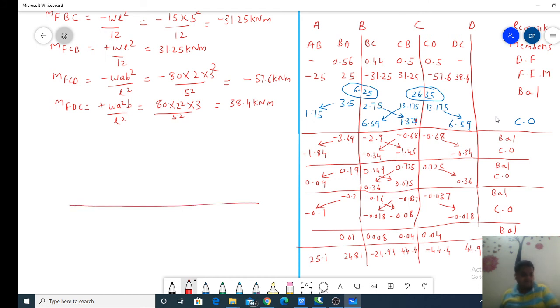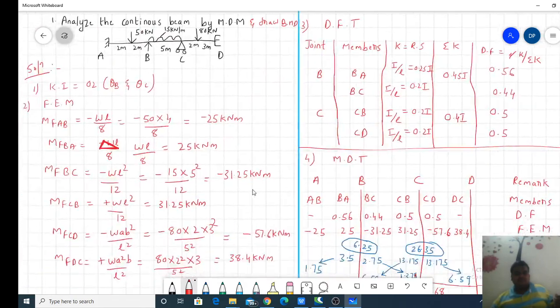So when I am drawing the fixed end moments, I need to draw the final fixed end moment. So this is 25.1, right? And here it comes out a little less, which is 24.81. After this 24.81, this is 44.4, and this is 44.9, right? So similarly I am joining these. These are the joins.